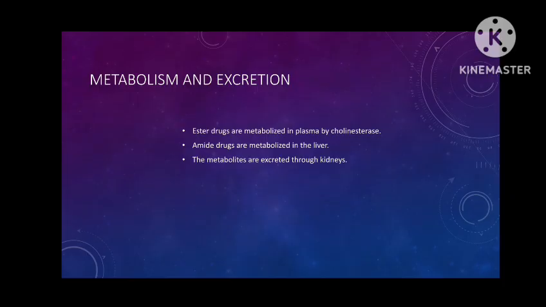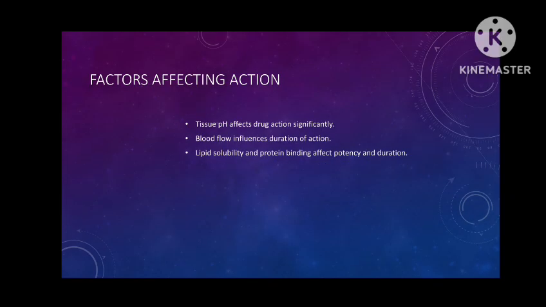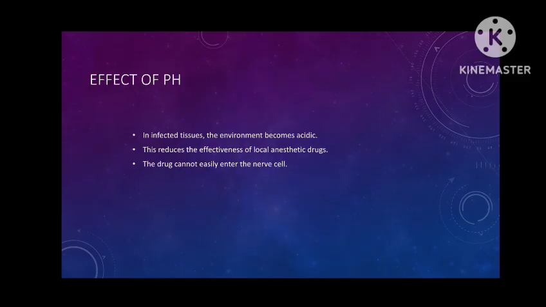Next, some factors affecting their actions. The effectiveness of local anesthetic drugs can be influenced by several factors, including the pH of the tissue, the degree of blood flow, lipid solubility, and protein binding of the drug. In infected or inflamed tissues, the pH becomes acidic, which reduces the ability of the drug to penetrate the nerve membrane, thereby decreasing its effectiveness.